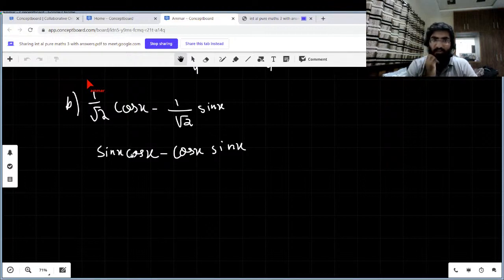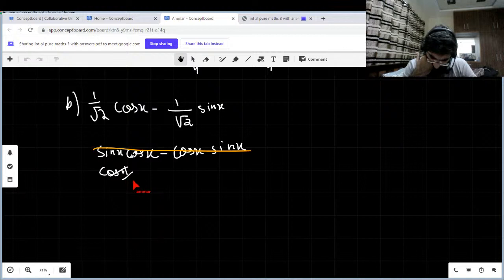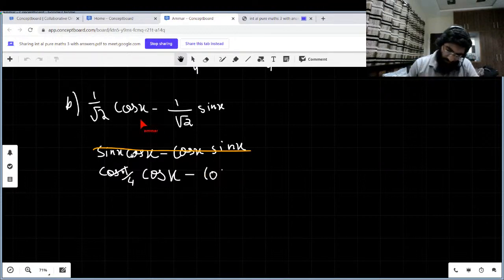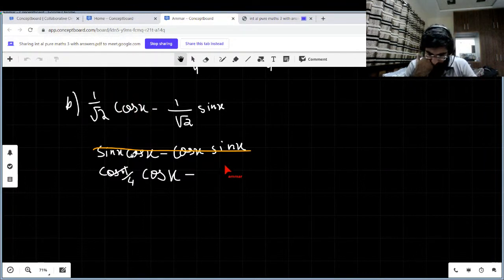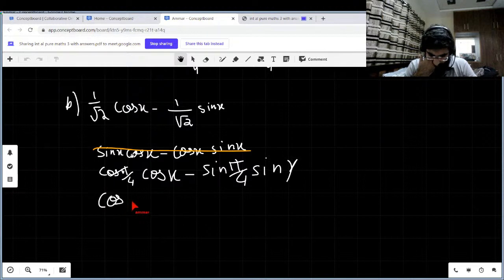Okay, so after this, what I start doing is, I'll turn it into cos, right? So then it'll become cos pi by 4 cos x minus sine pi by 4 sine x. And now this you can rewrite as cos x cos pi by 4 minus sine x sine pi by 4. Yes, okay. Now this one will just go into the formula.